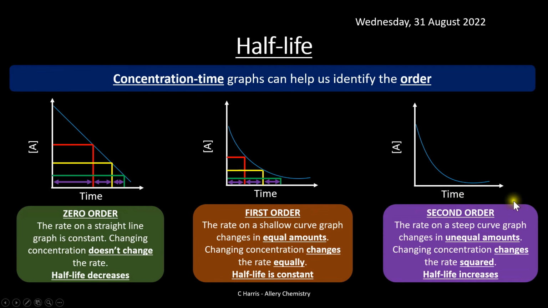Now, if we look at second order, it's a steeper curve. The rate changes in unequal amounts, so it's not directly proportional. Changing the concentration changes the rate squared, and actually half-life increases.